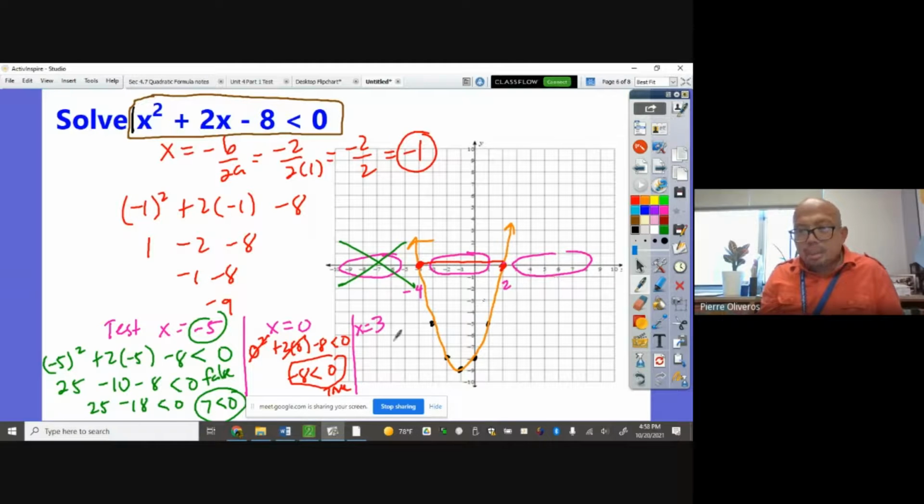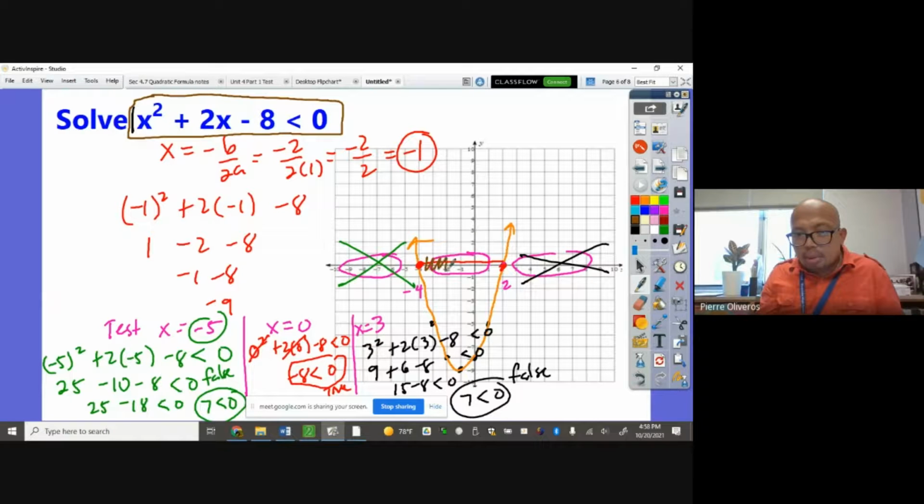If we plug in the 3 there, so 3 squared plus 2 times 3 minus 8, this will be 9 plus 6 minus 8. This should be less than 0. So therefore, this will be 15 minus 8 is 7. So is 7 less than 0? True or false? That's also false. So there should be no answer right here. The correct answer should be in the middle portion.